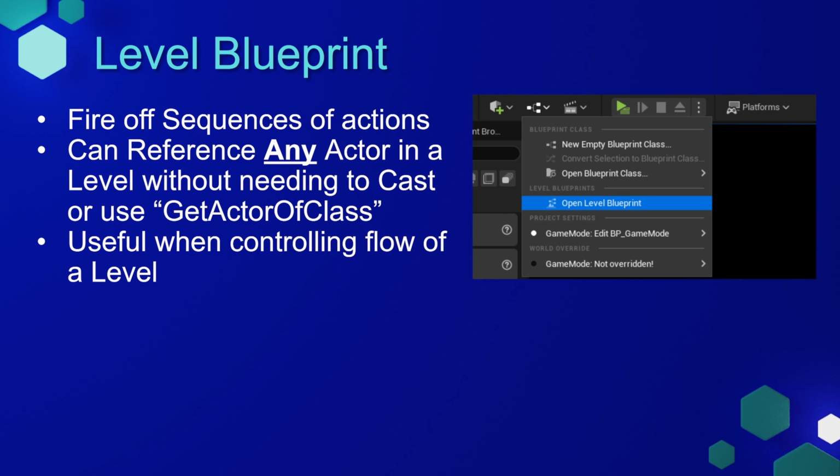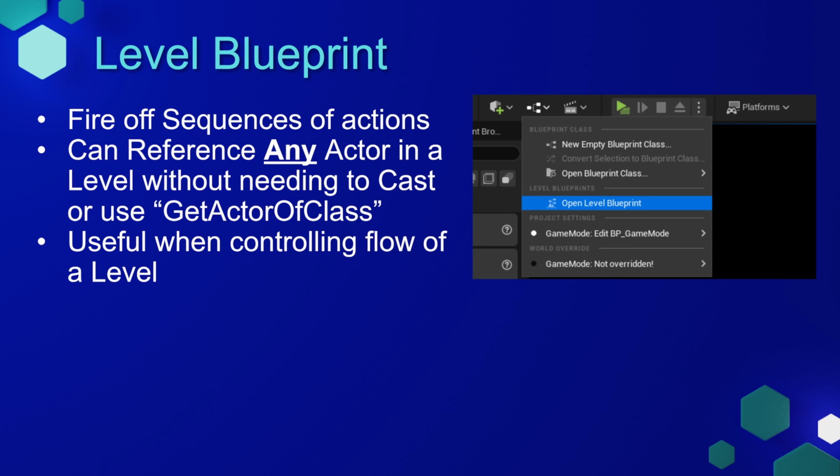Now, you could argue that you don't really need the level blueprint, that you could create another actor for this or do it through the game mode. But I just wanted to show some of the flexibility that the level blueprint allows. So the level blueprint allows you to fire off a sequence of actions in your level that are specific to that level. One benefit of the level blueprint is that it can reference any actor in the level without needing to cast to it or use GetActorOfClass. And this could be very useful when you're controlling the flow of your level.